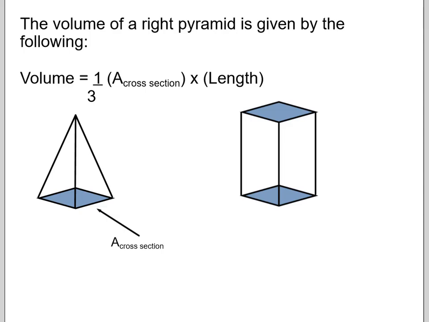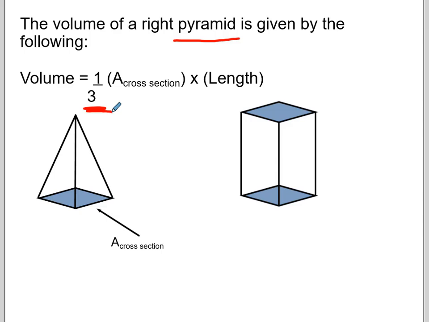The volume of a right pyramid. Now this is a different word here, pyramid. A pyramid is not a prism. A pyramid is a different shape. We're looking at right pyramids, ones that just go straight up and down, not skewed to one side or the other. And what we find is that the volume of a pyramid is 1/3 of the exact same shaped prism.